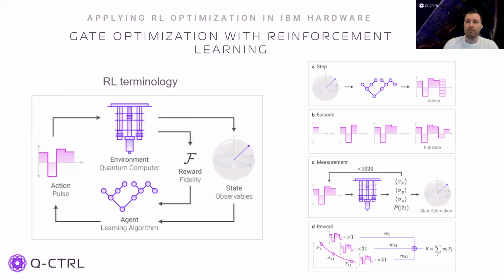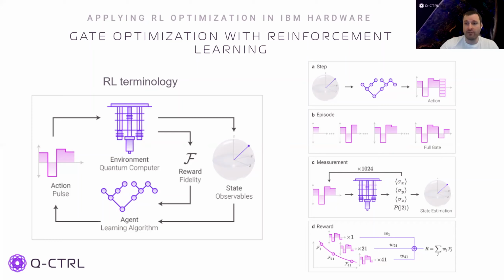We keep building the pulse step by step, and while doing so, collecting information about the state of the system after each step. A sequence of steps that form a full gate is an episode, as seen in box B. Once we have a full episode, we want to evaluate its performance. For that, as seen in box C, we run it in full and collect measurements in order to estimate the state of the system.